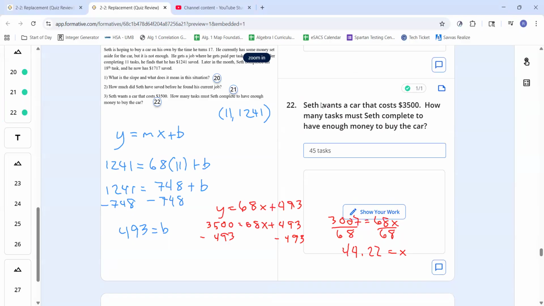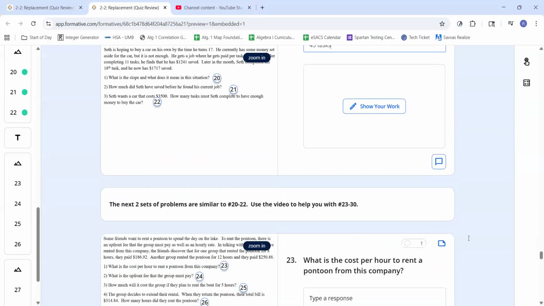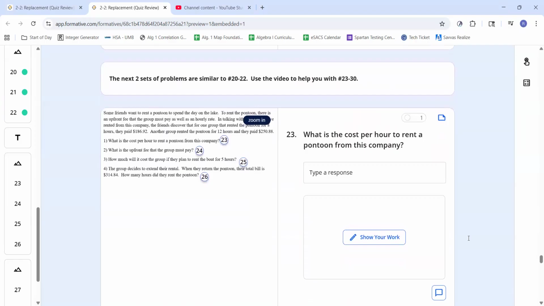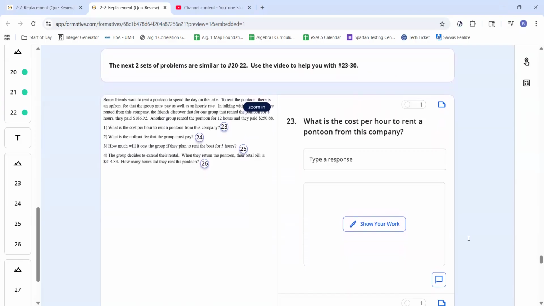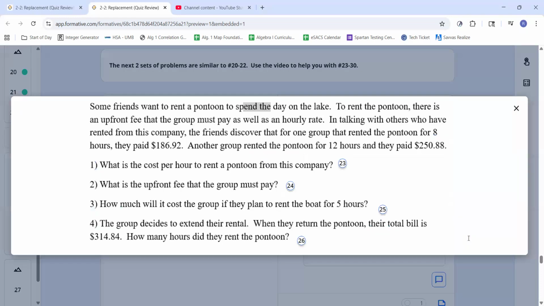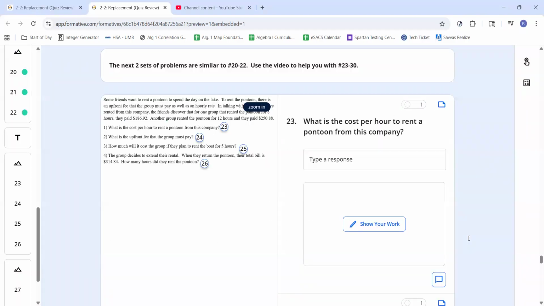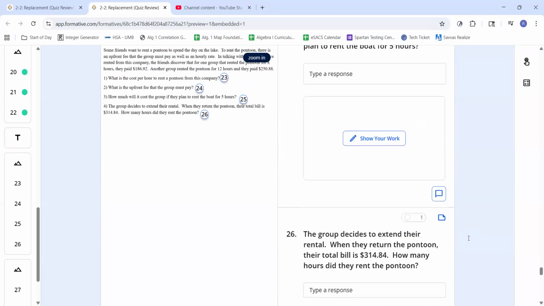Okay. I'm going to do one more of the word problems, and I'm going to leave one alone and let you play with it. It says the next two sets. I'm going to do one more and you can use the video to help you with the last one. Actually, you know what? I'm going to let you do that one, and I'm going to do the last one.